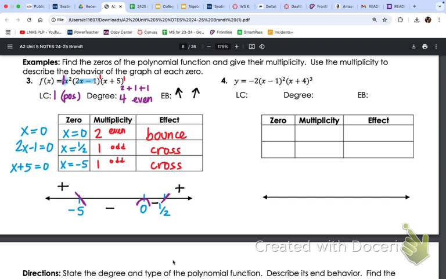So can you, with the people at your table, please find out for me what are the 2 zeros on number 4? What's their multiplicity? How they behave? Do the chart, basically, okay? And then we'll do the rest. You can do it.